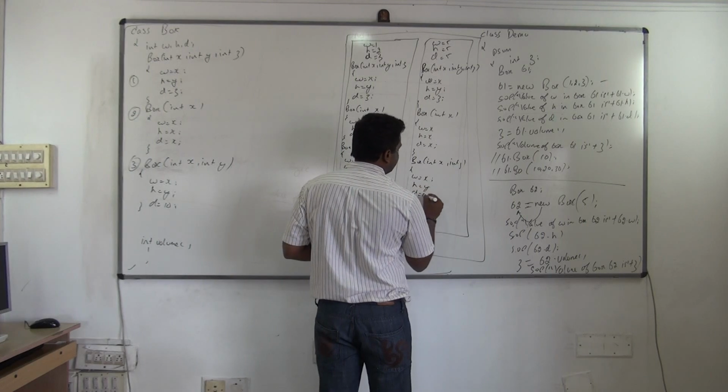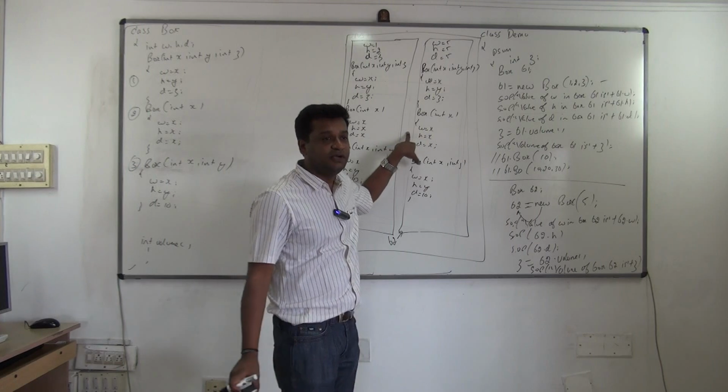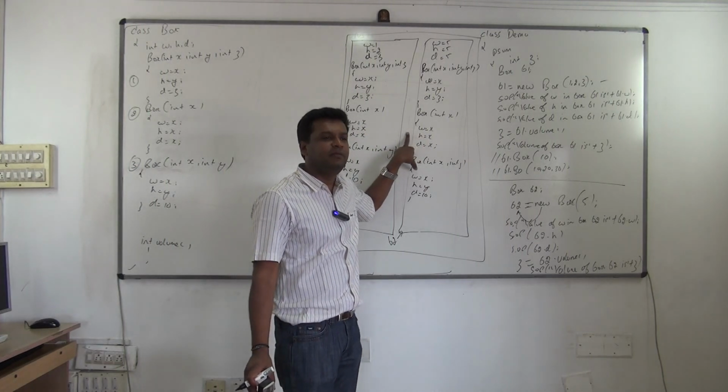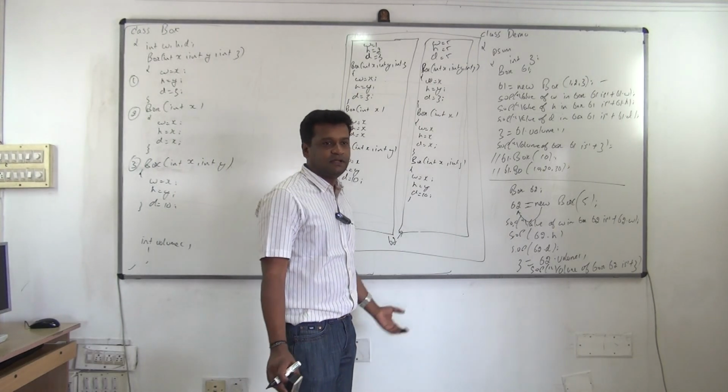Here also full memory is allocated. But among all the memory, which constructor gets executed? The one with a single parameter, because you are sending one argument, the second one. So it gets executed. Are you clear?